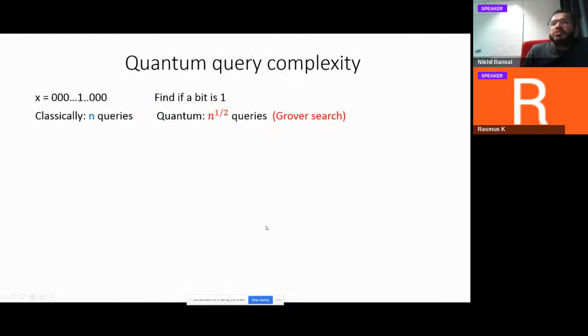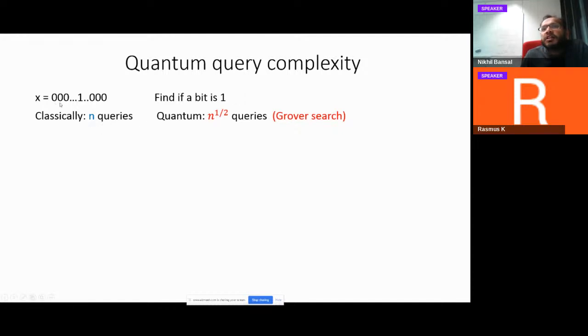Okay, so one of the most basic questions in quantum computing is Grover search, which was a surprising result. Here the setting is the following: you have an n-bit string, let's say of 0s and 1s, and you want to find if any bit is 1, right? So it's really the OR function, right?